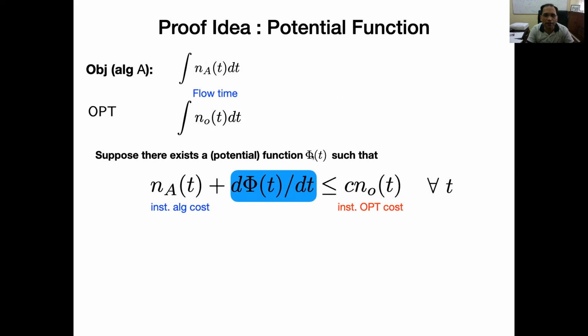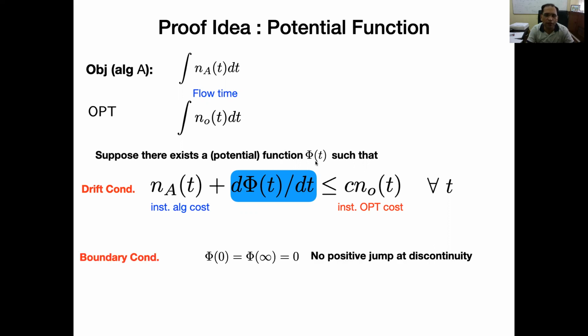Now let's suppose there exists a potential function phi of t, which satisfies for all time t that the number of jobs in the system with the algorithm A plus the derivative of the potential function is at most some constant times the number of jobs in the optimal offline algorithm. This is known as the drift condition. In addition, let phi of t satisfy these two boundary conditions. That is, before the system starts, phi of 0 is 0, as well as at the end, phi of infinity is 0, and in between there are no positive jumps.